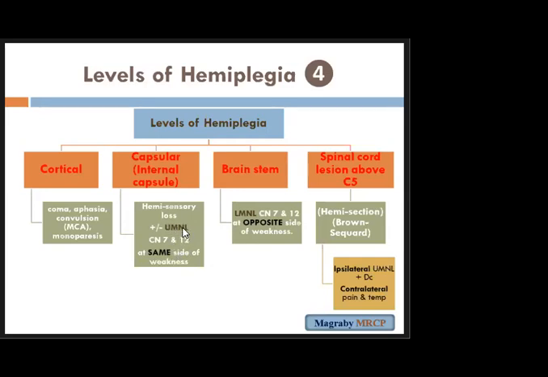Okay, and this is to compare with the brainstem affection. In brainstem affection, there is hemiplegia on one side and contralateral affection of the cranial nerves. Okay. And lastly, the spinal cord affection above C5, as we mentioned, for the Brown-Sequard syndrome: there's ipsilateral upper motor neuron lesion and dorsal column affection with contralateral loss of pain and temperature of the opposite side of the body.